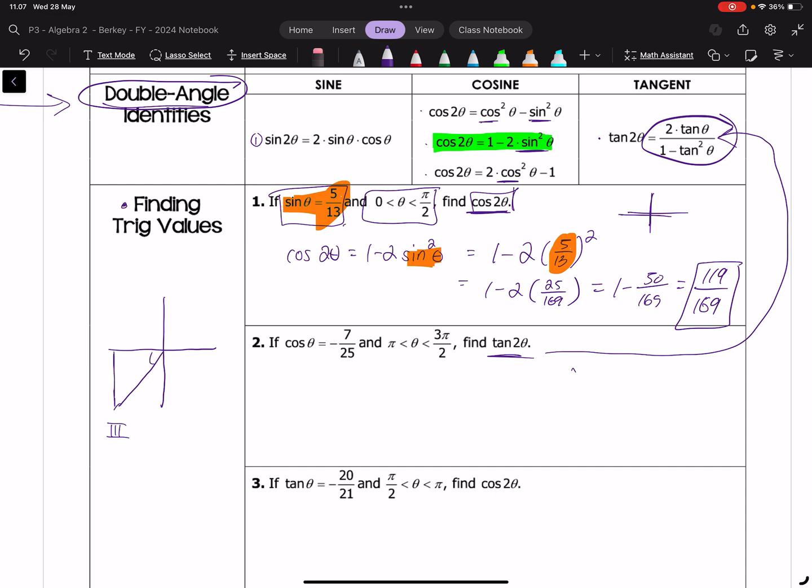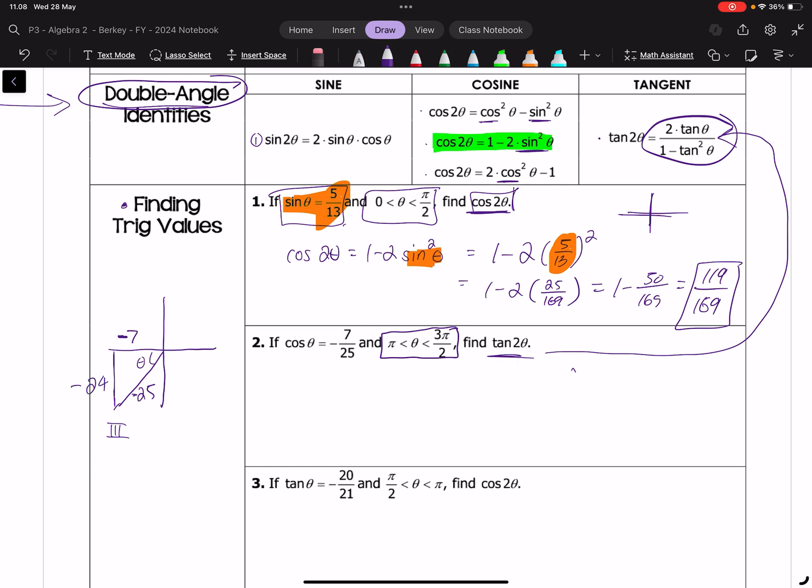If cosine of theta is in quadrant 3, and I know it's in quadrant 3 because of the restrictions given to me, it is negative 7 over 25. So if that's theta, theta is adjacent over hypotenuse. Looking at my graph, this is negative 7, and that is going to be negative 25. Now in a minute, it won't really matter, but when you go to solve for the other side, you use the Pythagorean theorem, and you get 24.